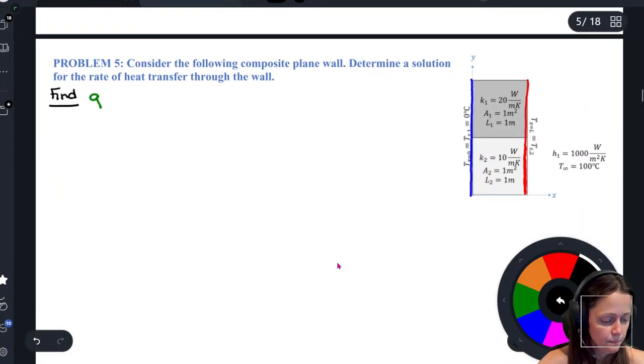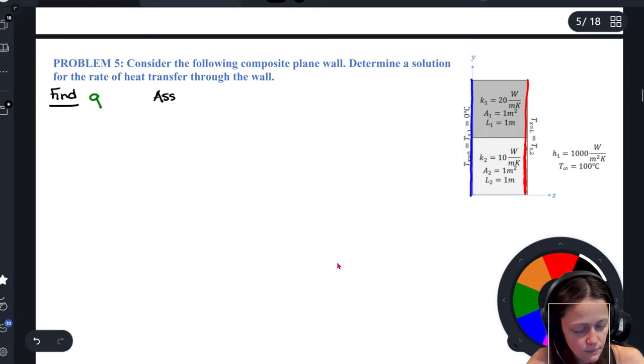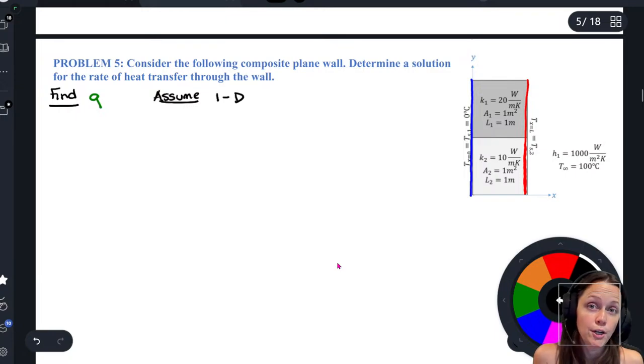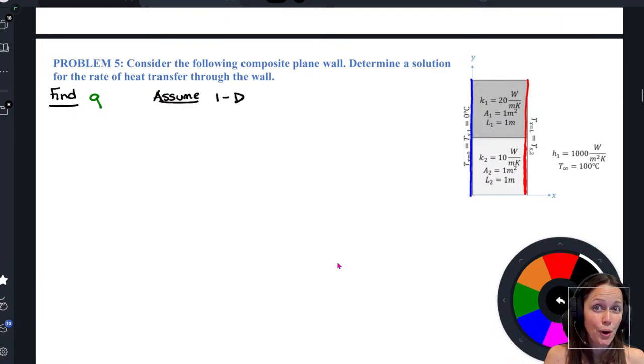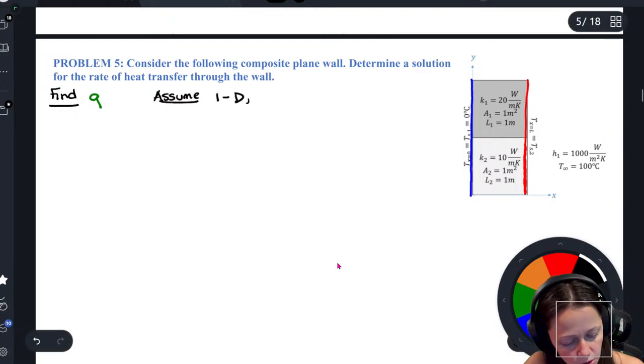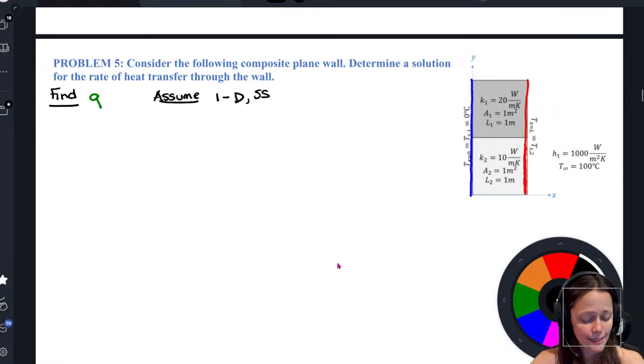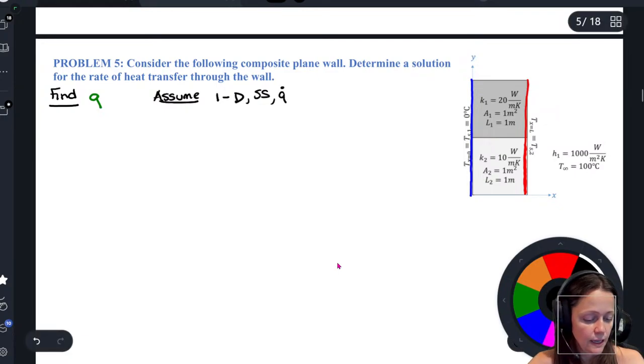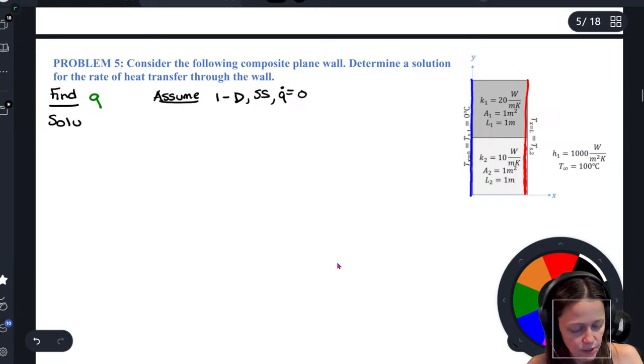Perfect. All right. Well, it's still one-dimensional. How do I know it's one-dimensional? Because there's only two isotherms that I've got, and so heat transfer is going to go perpendicularly to those isotherms, and it's going to go in the X direction. So one-dimensional. There's no indication that anything's changing with time, so steady state. No indication that I have any heat generation. I'll put that as zero. Perfect. And so I can use Ohm's analogy.